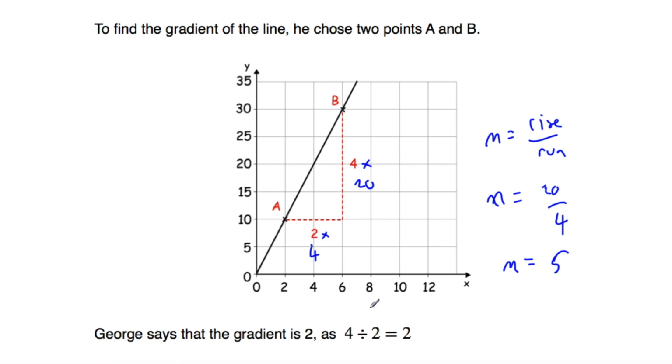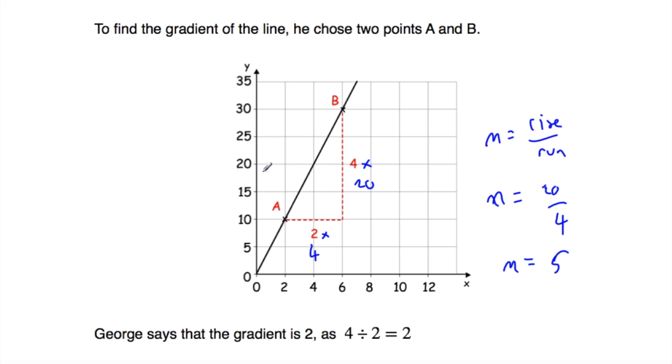It's not equal to 2. Let's just check that. If we go across one unit, we get 5. And you notice whenever I go across one unit, I'm only going halfway because here the scale is actually that each of the lines is 2. So if we go across one unit, we get 5, across one unit, up 5, and so on.